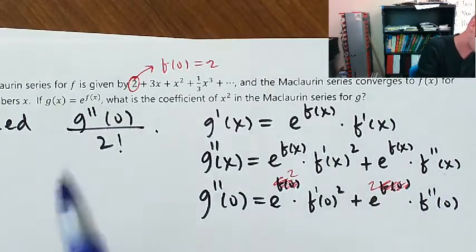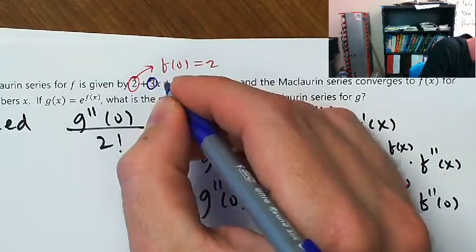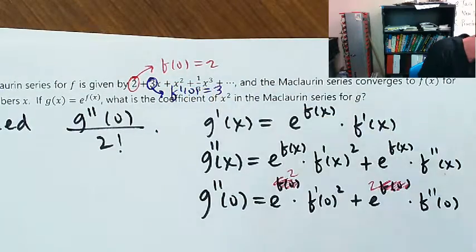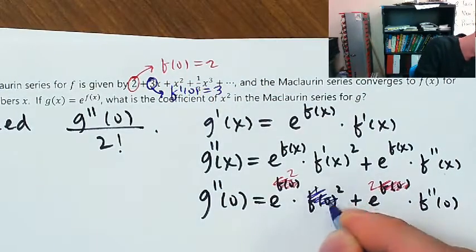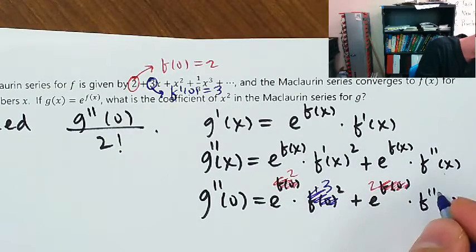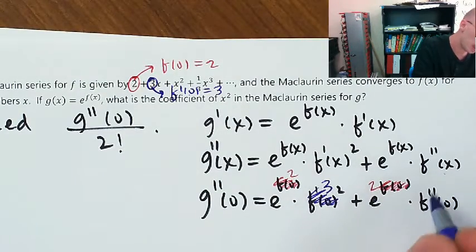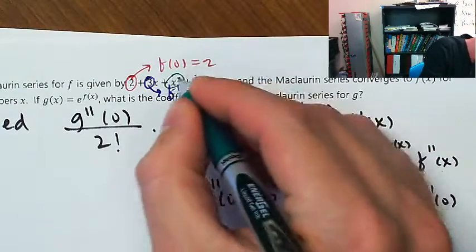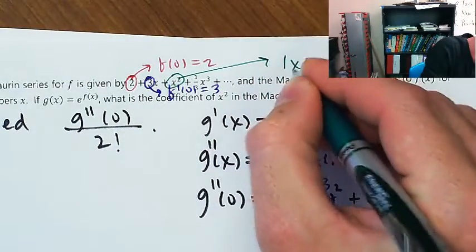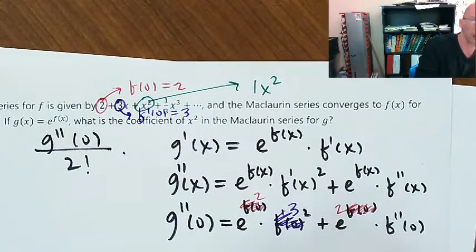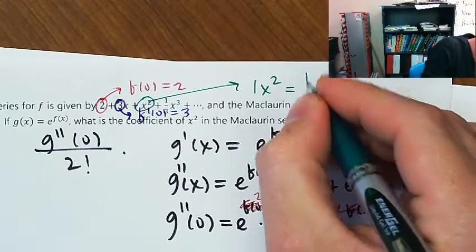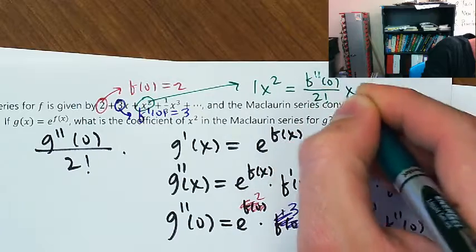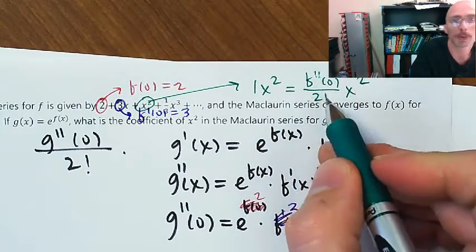Okay. F prime is going to be easier to come by as well. That's just going to be 3. F prime of 0 equals 3. Okay, so that'll be 3 to the 2 power. Okay. And then f double prime, that's going to take a little more work though. Okay, because 1x squared is equal to f double prime of 0 divided by 2 factorial x squared. So that means that 1 is f double prime divided by 2 factorial.